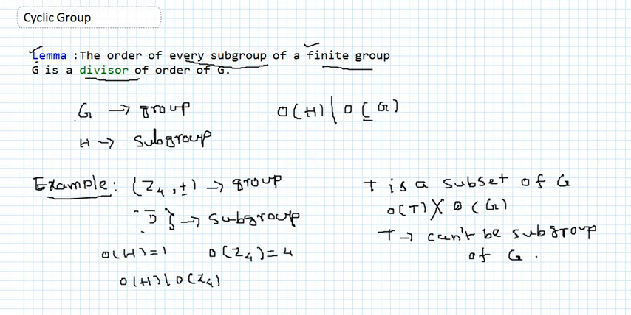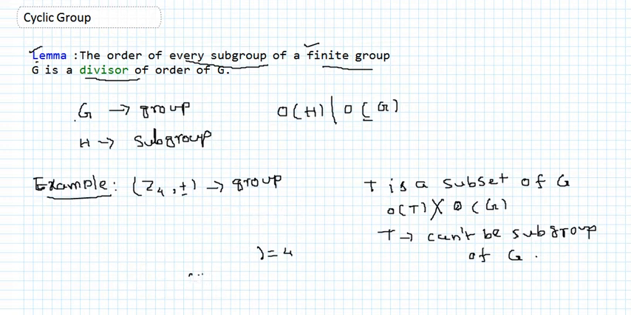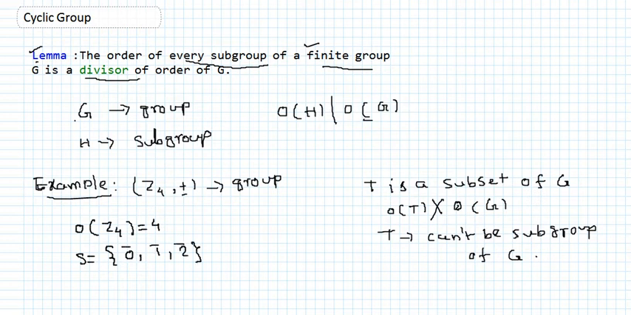So here we go, suppose I am taking a subset. Because the order of Z4 is 4, suppose I take a subset S which contains only the elements 0 bar, 1 bar and 2 bar. Instead of checking the whole thing, whether it is a subgroup of Z4 or not, using the above theorem you can say that because the number of elements in S is 3 and 3 does not divide 4, you can be sure that S can't be a subgroup of Z4.